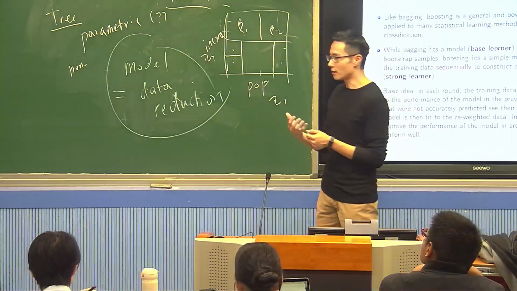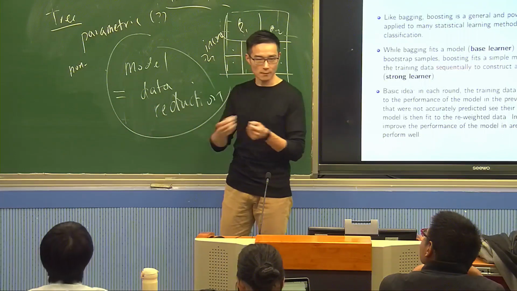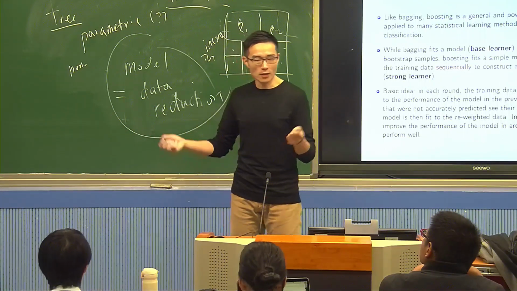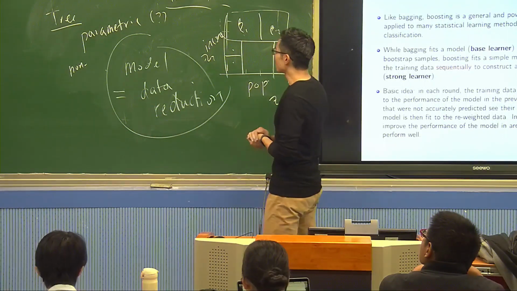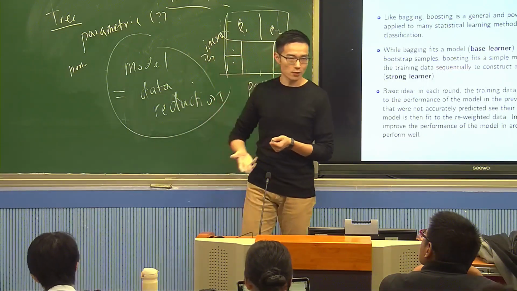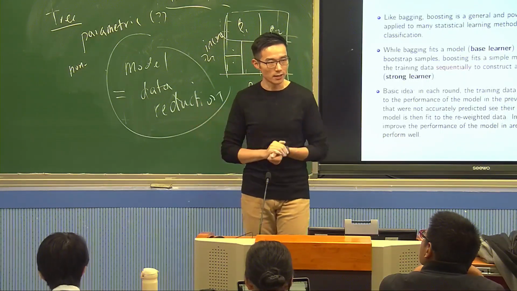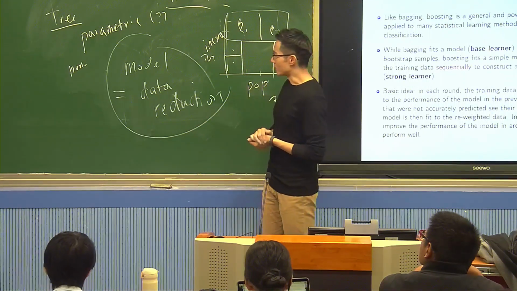Now, a parametric model is a model that reduces the data into a simple parametric form. That's why it's parametric. So a non-parametric model does not really reduce the data. You can think about it that way. A parametric model reduces the data into a simple parametric form you can memorize, and you don't have to keep all the data.